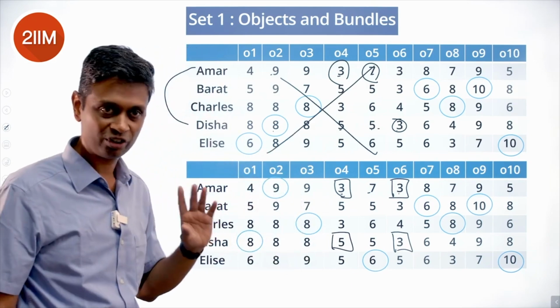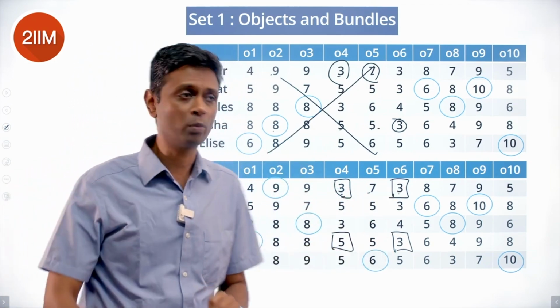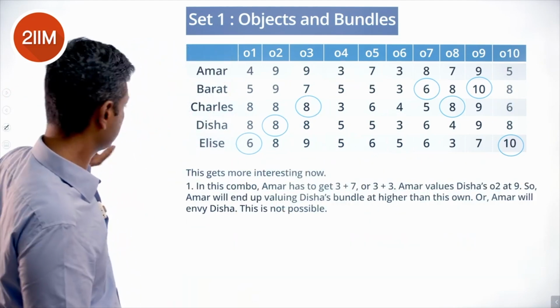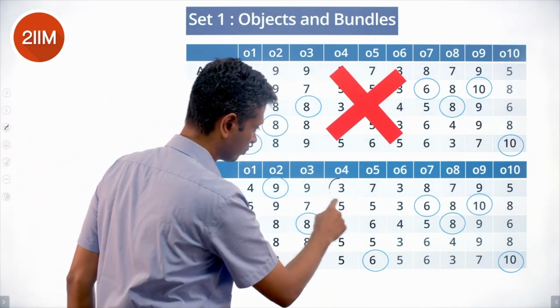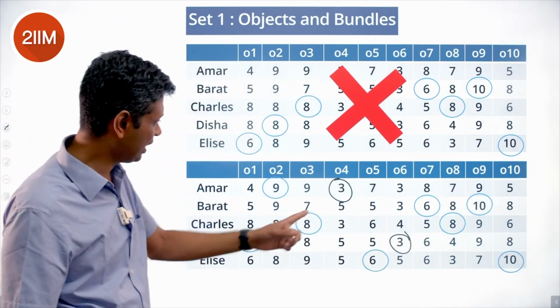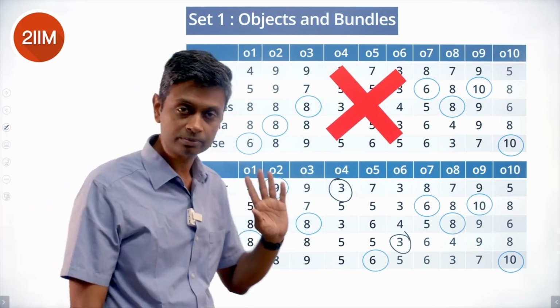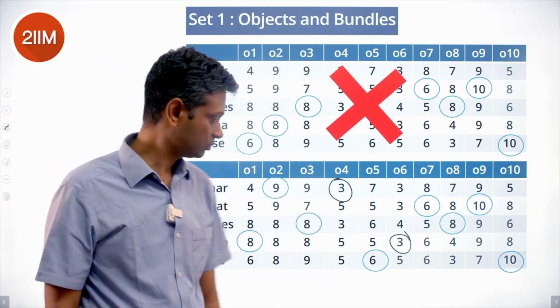Now we come back to this. One of these is with Amar, one of this with Disha. That is so much easier. Let's narrow down on that. So if Amar could have got this and Disha could have got this, or the other way around. And if Amar gets this, his total is 9 plus 3, 12. Disha's total is 8 plus 3, 11.